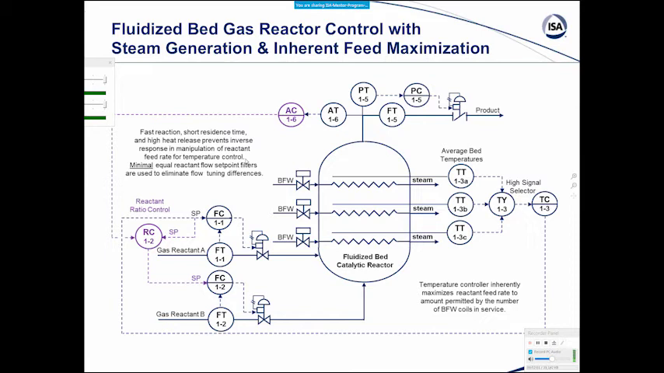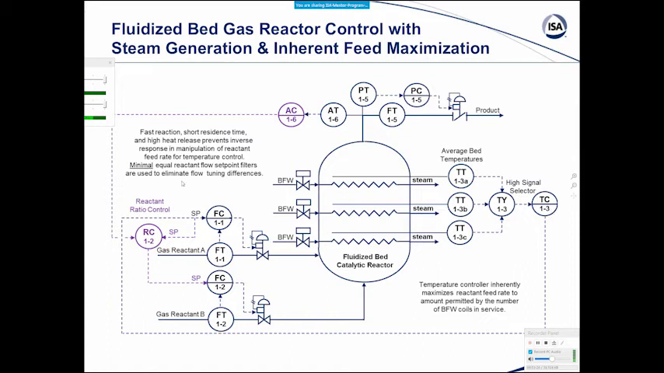Here with this gas, it's not noticeable, and so you can get very good temperature control that inherently maximizes the production rate based on the number of coils you have in service. So how do they change production rate here? They put more coils in service, and then this temperature controller is going to say, okay, based on that cooling, I'm going to feed it as much reactant as necessary to get that temperature up to my set point.